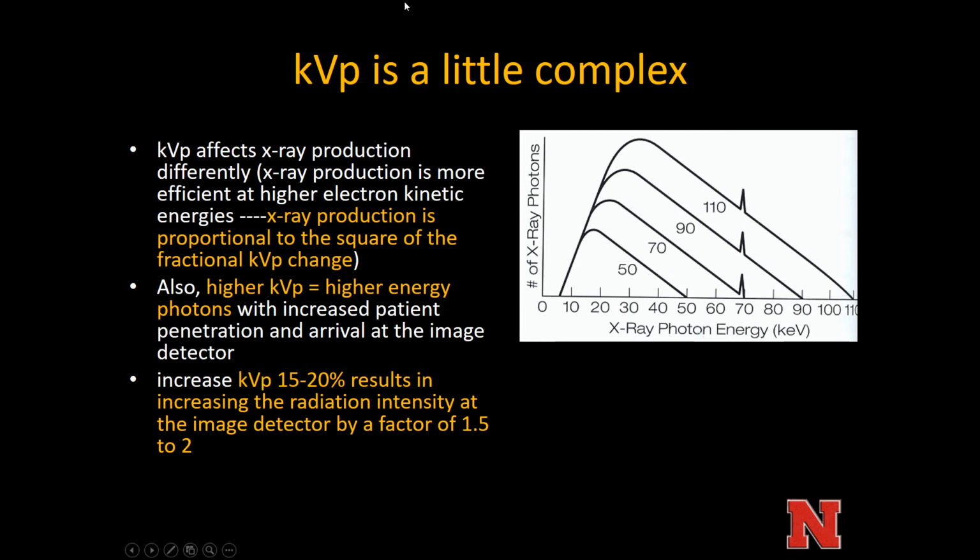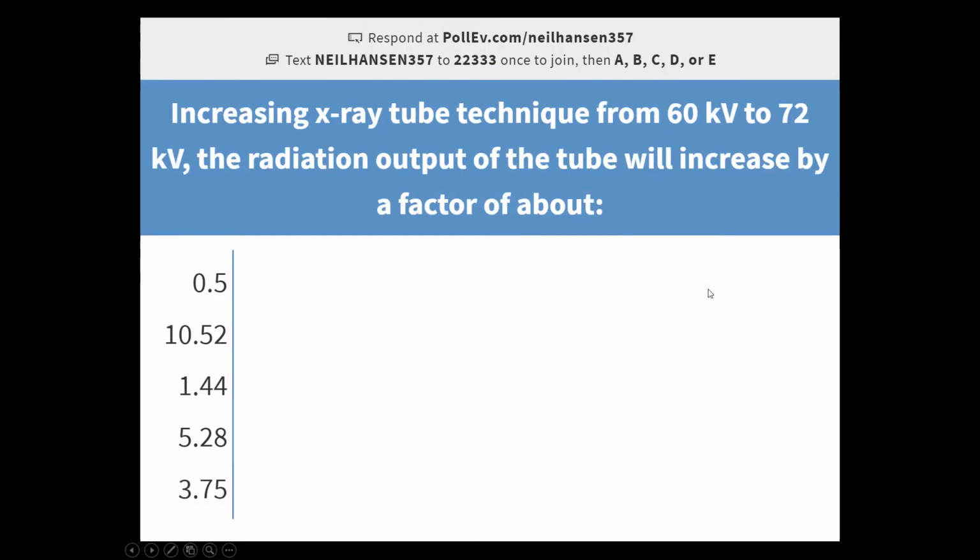And this graph really just kind of illustrates this. If you look at a kVp of 50 and then you jump up to 70, there's an exponential jump in the number of X-rays which are produced. Again, 90. So if you compare the area under the curve at 50 to 110, the number of X-rays produced is much more than double here. It's an exponential increase as you increase this kVp.